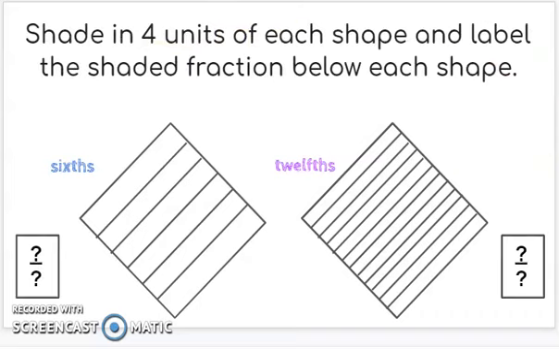Great job. Now, we're going to shade in 4 units, or 4 copies, or 4 pieces of each shape, and we're going to label the shaded fraction below in each shape. So we're going to shade in 4 sixths, we're going to shade in 4 twelfths, and then show me what 4 sixths would look like as a fraction, and what 4 twelfths would look like as a fraction. Again, go ahead and pause until you have this completed, and then play the video.